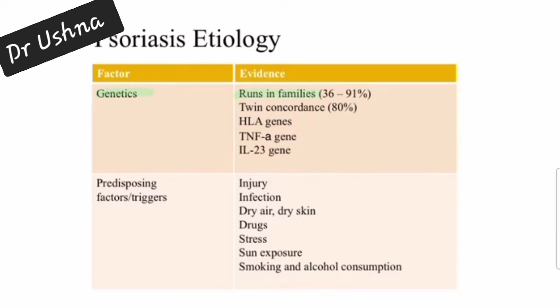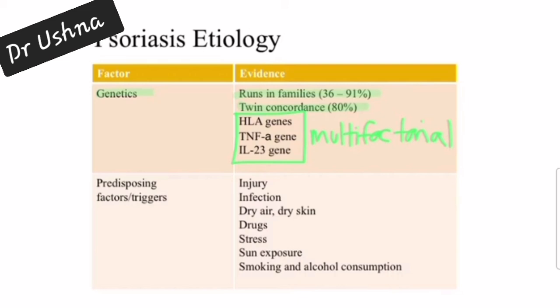There's estimated to be between 36 and 91% heritability of psoriasis, and multiple gene loci are involved, making it a multifactorial genetic disorder. Some of those genetic loci include the HLA genes, the TNF alpha gene, and the gene that encodes interleukin 23 or IL-23. There's also very high concordance in twin studies, upwards of 80%, again illustrating the genetic linkage of psoriasis.